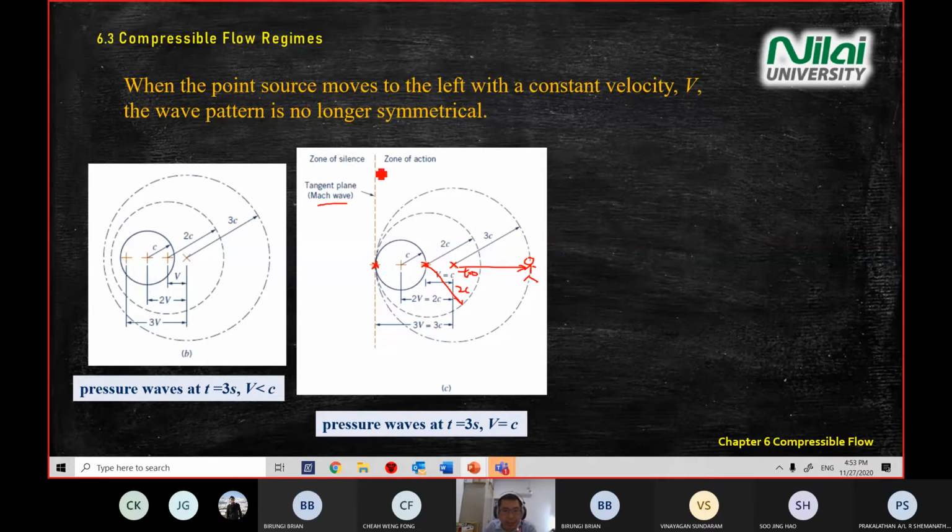What is interesting is that you have two zones. One zone on the left, let's say you stand here from the source. In this zone, you will not hear any sound. We call it the zone of silence.